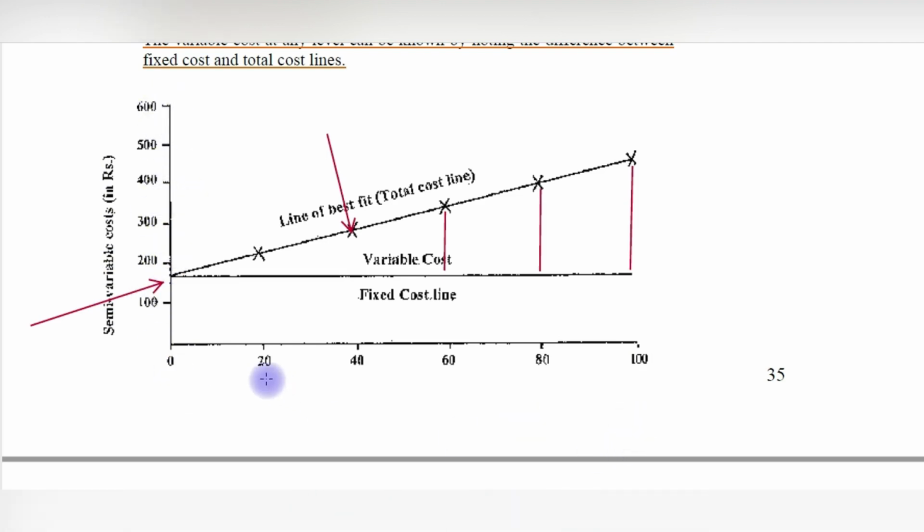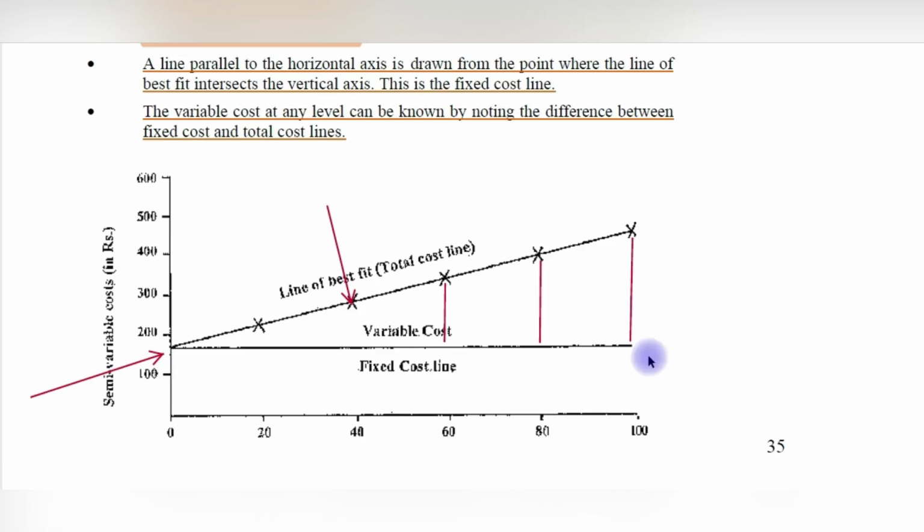These two are drawn. For this one, we will take the data given above. 20 units, 210 rupees is the cost. 40 units, 280 or 290. 60 units, 350 rupees. 80 units, 400 rupees. 100 units, 450 rupees. This is the data.